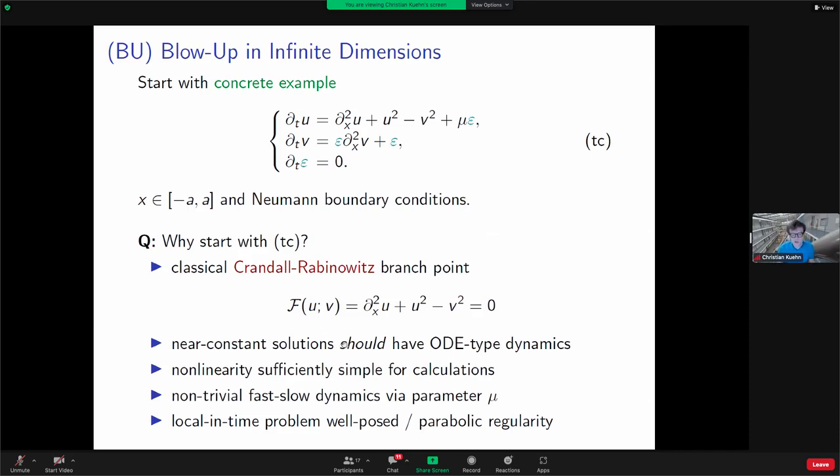And there's still non-trivial stuff happening because you have this parameter mu here, which is known very well in the ODE setting. It switches between exchange of stability and jump case in the transcritical. And the local problem is very nice. As Thomas said, it's very nice and parabolically regular and everything.